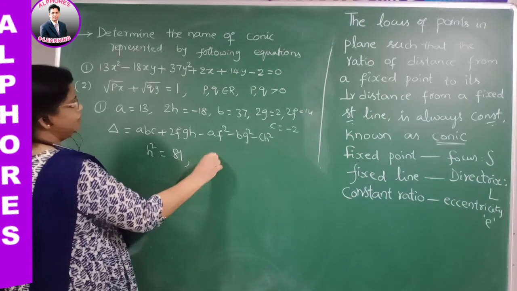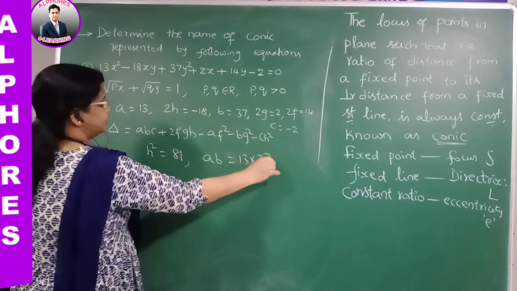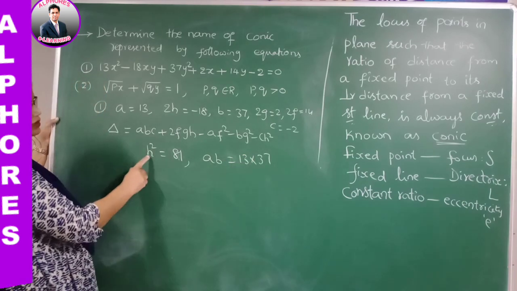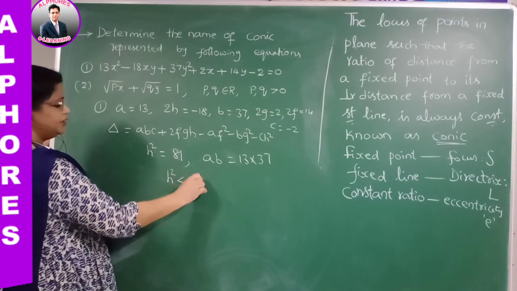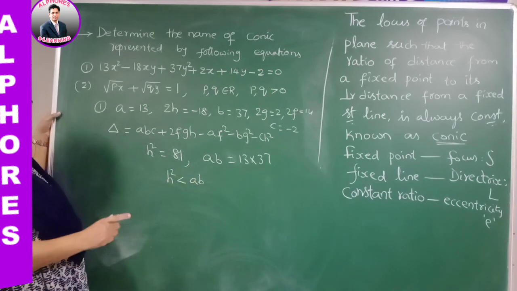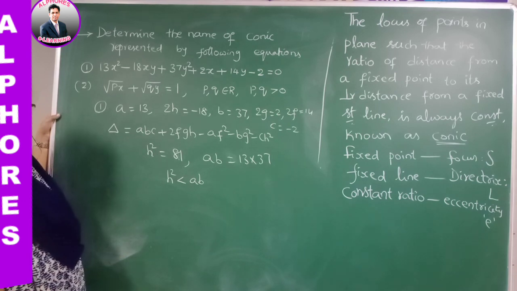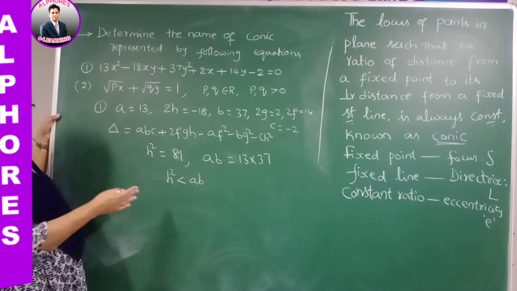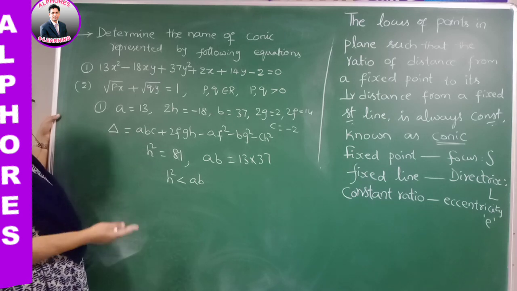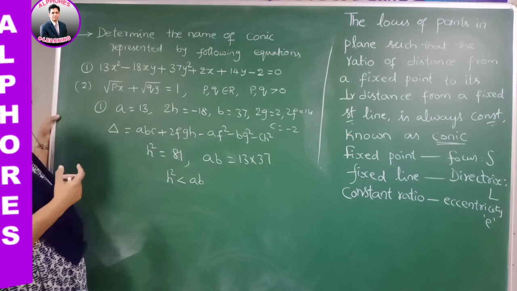And what is the ab value? It is 13 into 37. So clearly, students, you can observe the h square value is less than ab. Then suppose in the options you find ellipse, parabola, hyperbola, pair of lines, then you can conclude it is an ellipse without finding delta. Suppose h square less than ab I got, and delta equal to 0 you got, then the answer is imaginary lines, and those two lines intersect at one and only one real point.